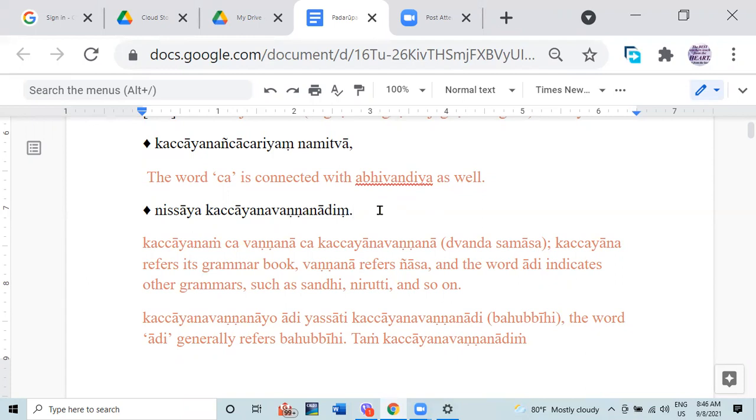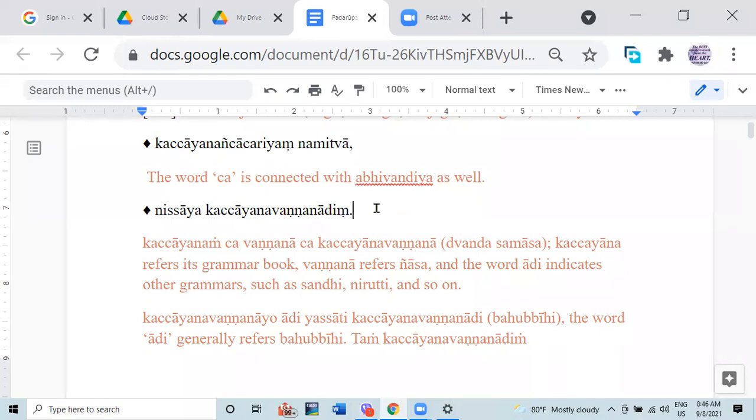So, in the commentaries and other Pali works, you can check. If adi comes at the end of a compound, mostly it is bahubbihi samasa. And if items or phrases are counted, you will see adi at the end, with which we make bahubbihi samasa. Okay, this point.